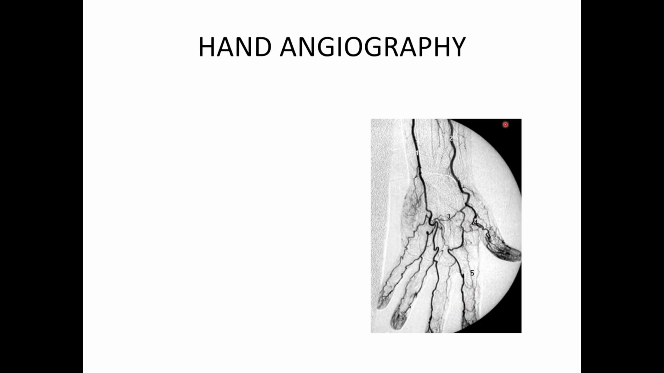Another angiography or arteriography for the hand, subtracted hand angiography. 1 we have the ulnar artery. 2 we have the radial artery. 3 we have the deep palmar arch. 4 we have the princeps pollicis. And 5 we have the radialis indicis.